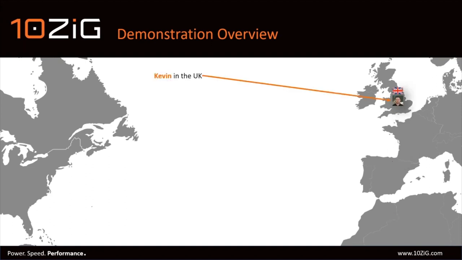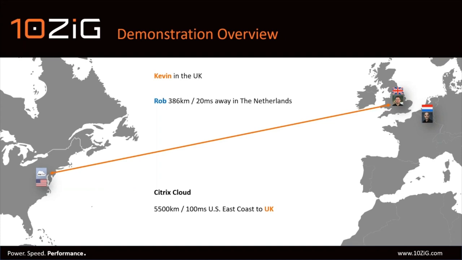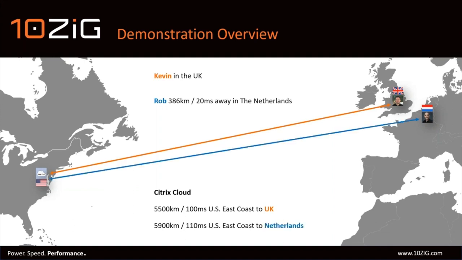So firstly, there's me in the UK. There's Rob, who, we worked out yesterday, is roughly 386 kilometers as the bird flies, or 20 milliseconds away, roughly, between the UK and Holland as far as network latency. And we're both connecting to Citrix Cloud. And with that, our VDAs are also hosted within Microsoft Azure, and they're both in the US East Coast region, which we worked out again yesterday is roughly 5,500 kilometers from the UK, or 100 milliseconds of latency. And for Rob, 5,900 kilometers, and 110 milliseconds of latency.